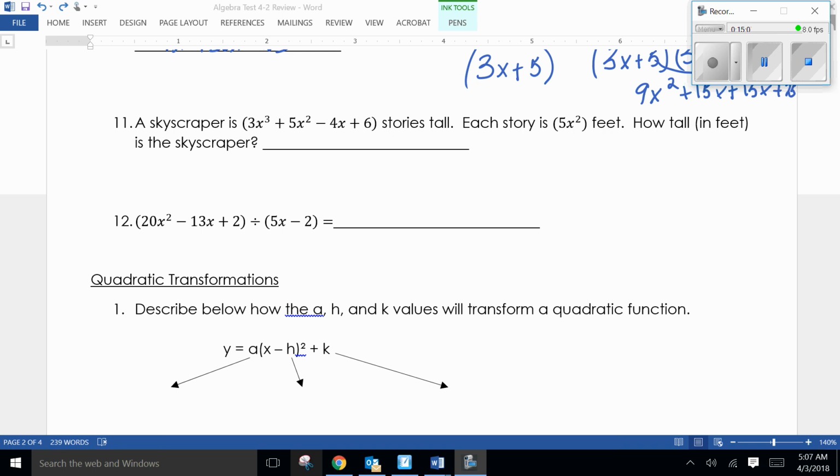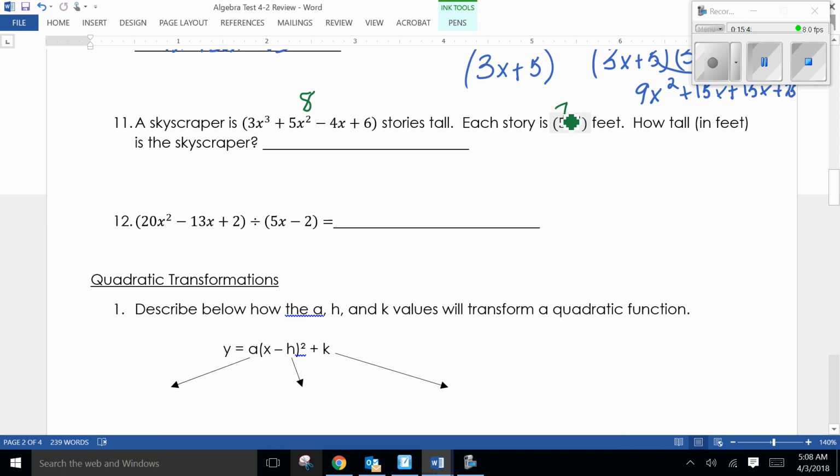A skyscraper is 3x to the third plus 5x to the second minus 4x plus 6 stories tall. Each story is 5x squared feet. How tall in feet is the skyscraper? Okay, so this is a problem I really had to think about, and I actually went back and I substituted just numbers in. So it helped me read the problem a little bit. A skyscraper is 8 stories tall. 8 stories isn't very tall, but you know, each story is 7 feet. How tall in feet is the skyscraper?